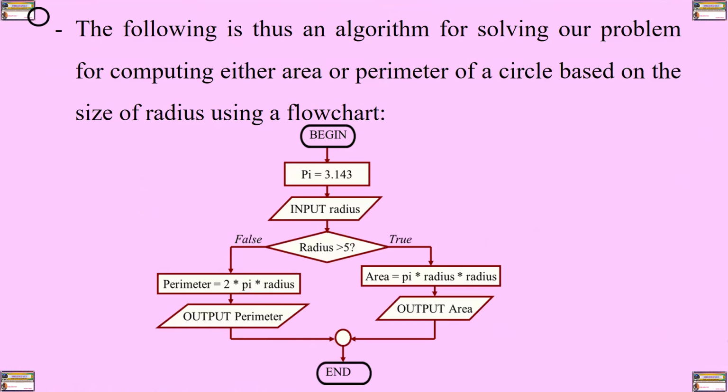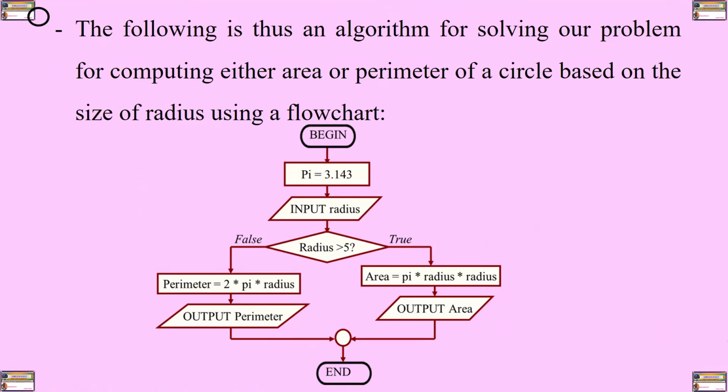It begins at the beginning. Then the programmer declares or sets aside a memory location to hold the value 3.143. And then the user is prompted for the radius and he or she keys in a value. That value is read. It is then compared with 5. The comparison is meant to find out whether the value entered is more than 5.